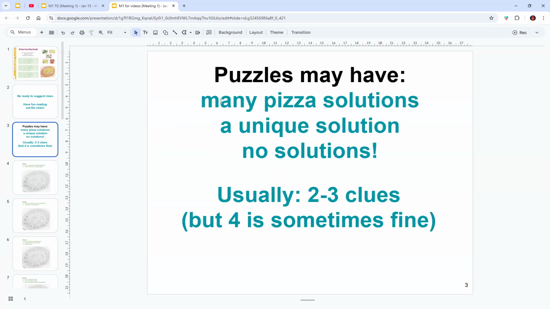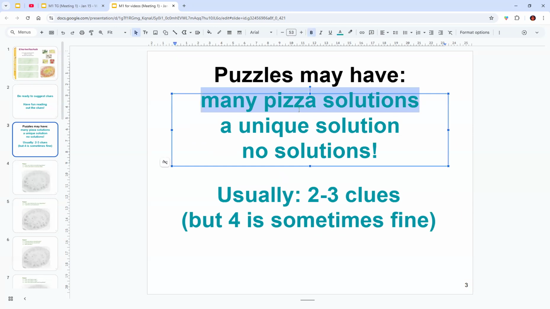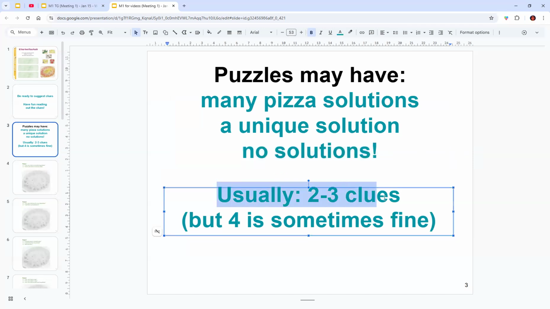Notice also that the puzzles may have many pizza solutions, like 2 or more. A unique solution in some cases, although that's kind of hard to get with a small number of clues. Or sometimes it's interesting, they'll have no solutions. Some students may carefully construct a puzzle that intentionally, right, has some clues contradict other clues. Usually they should have 2 or 3 clues, but if a group comes up with 4, that's also fine. It's just that we want to make it short, so 2 to 3 is usually better.